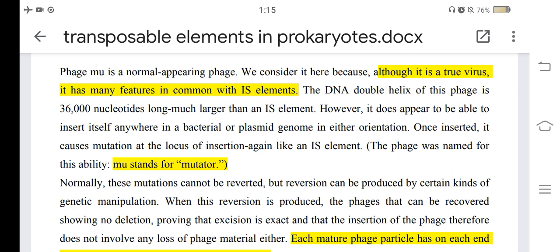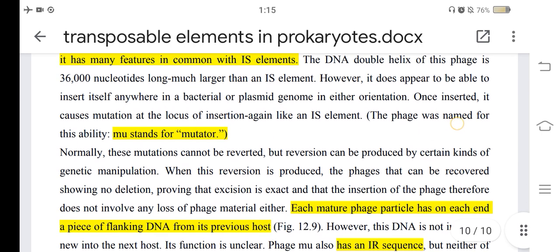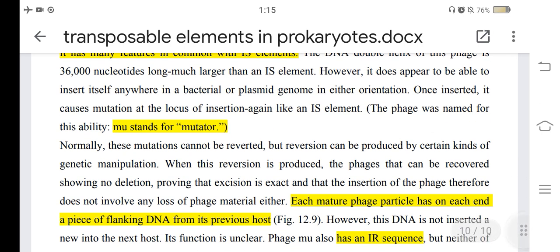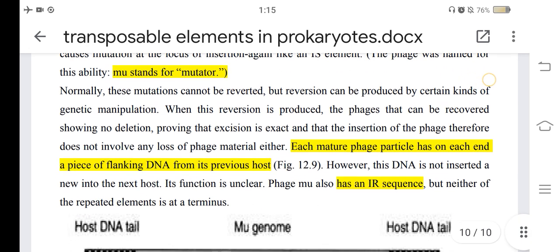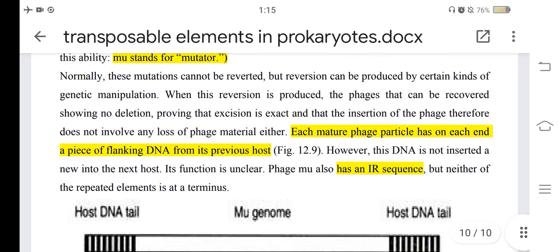The DNA double helix of this phage is 36,000 nucleotides long, much larger than an IS element. However, it does appear to be able to insert itself anywhere in a bacterial or plasmid genome in either orientation. Once inserted, it causes mutations at the locus of insertion, again like an IS element. The phage was named for its ability; Mu stands for mutator.